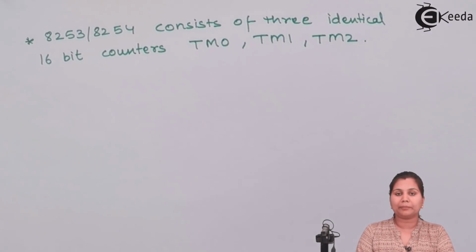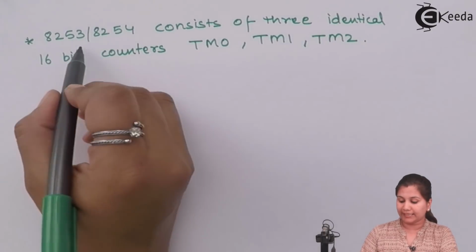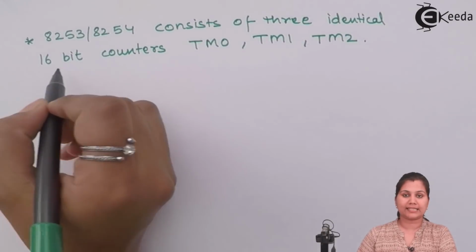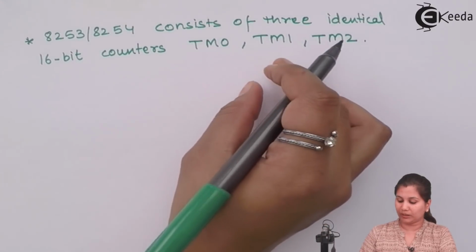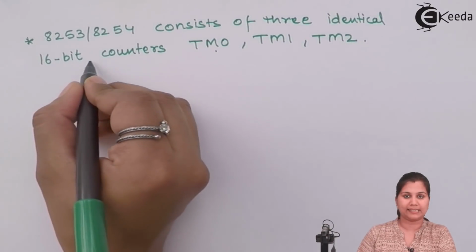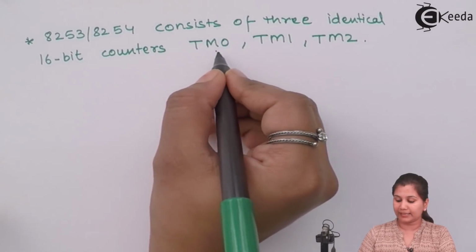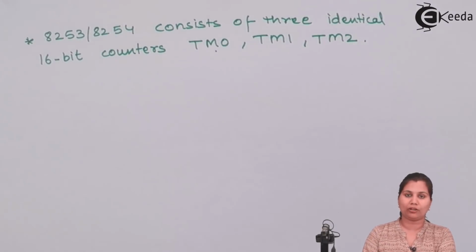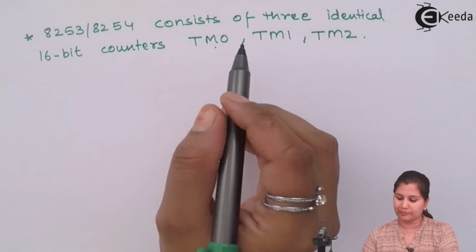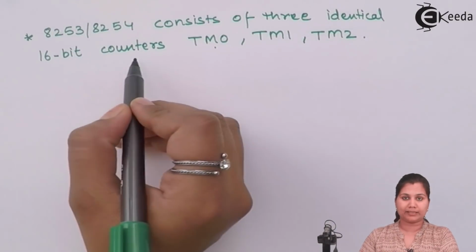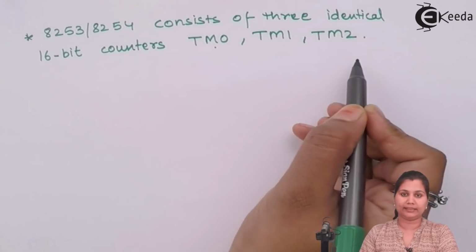So the programmable interval timer 8253 or 8254 performs timing and counting operations, so it will need some timers. This IC consists of three identical 16-bit counters, TM0, TM1 and TM2. These counters can be initialized by a 16-bit count, and then they perform the counting operations.